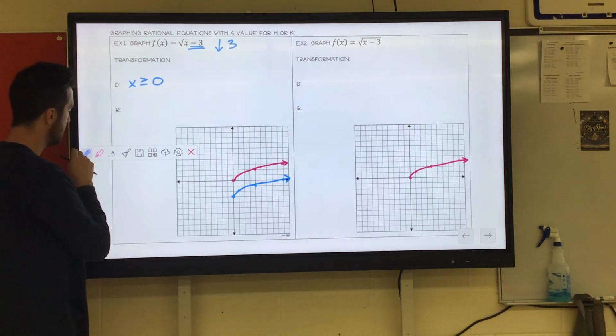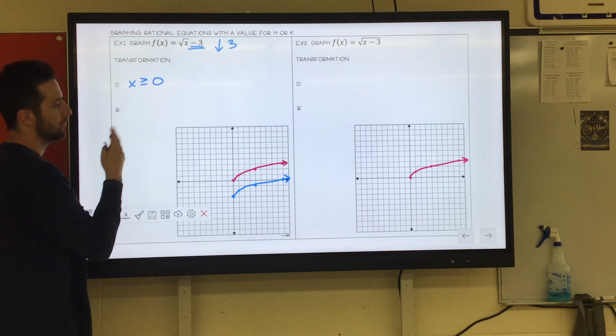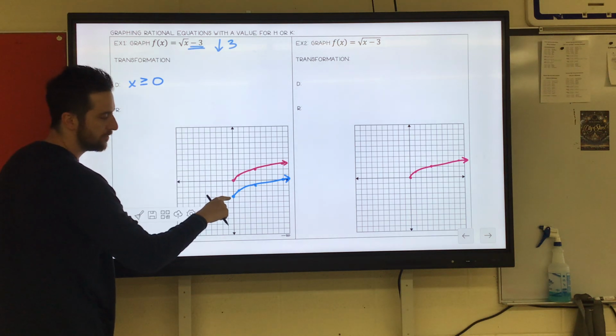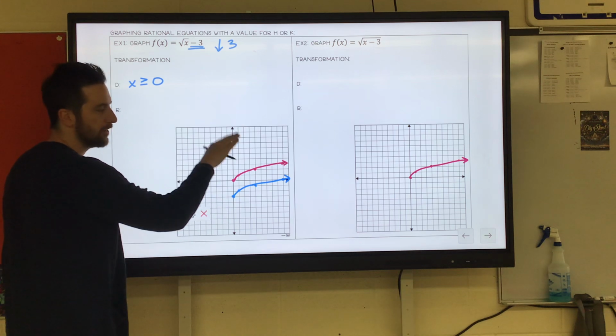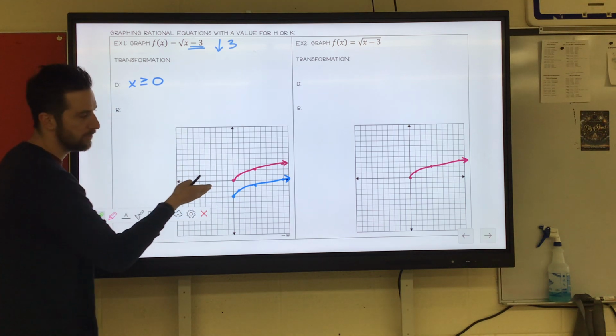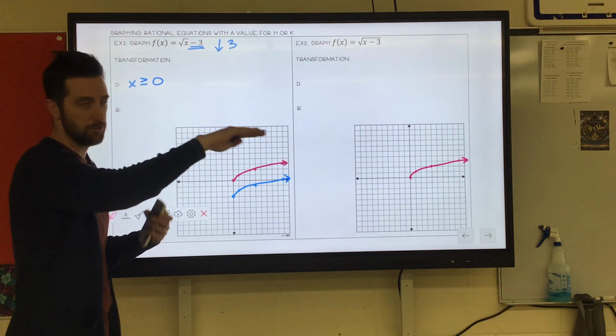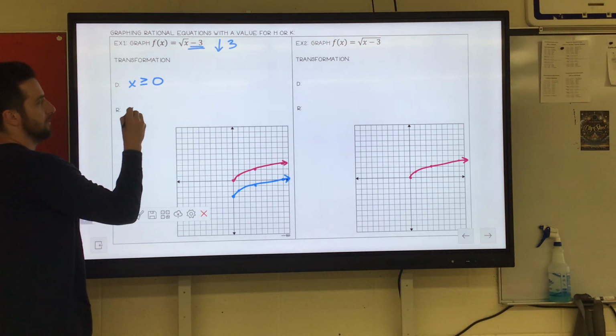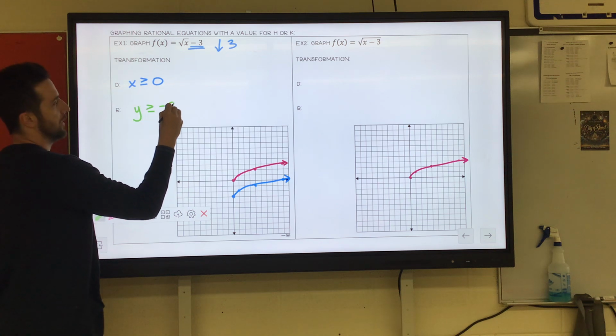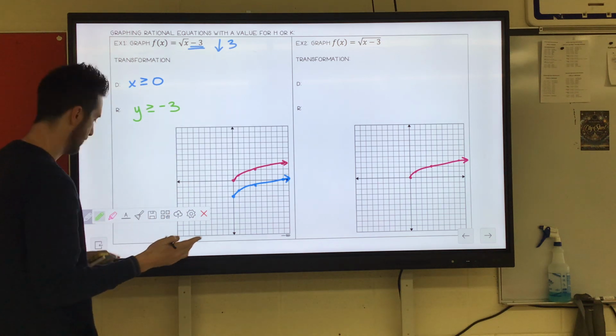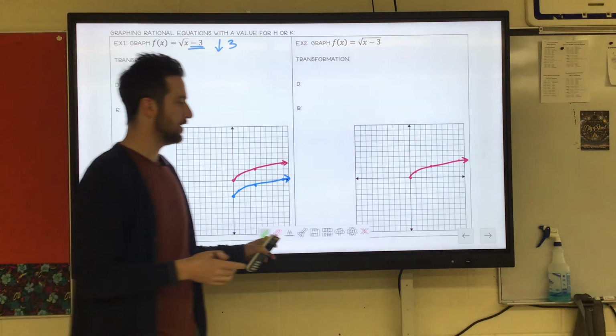Cool. The y's are your range, your up and down. The lowest this ever hit was -3, and then it goes up forever, even though you can only see it go up to like 0. But if this was zoomed out, it would keep going up slowly. So everything has to be greater than or equal to -3. Sick.